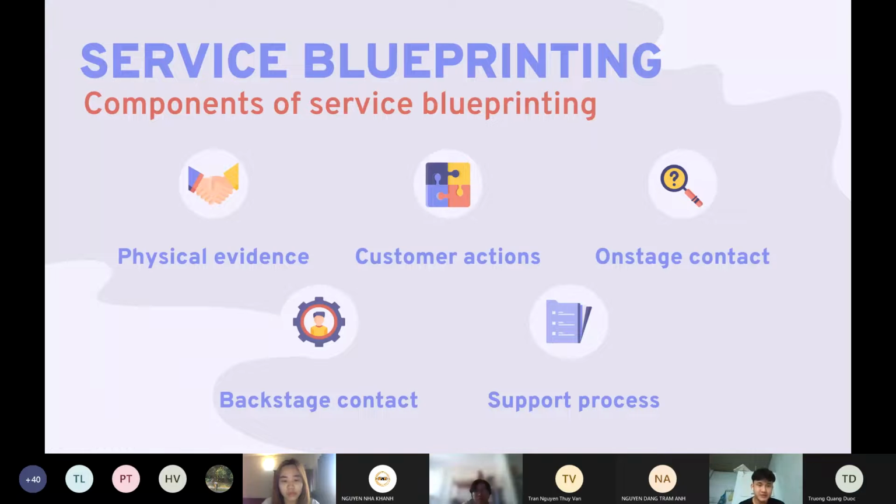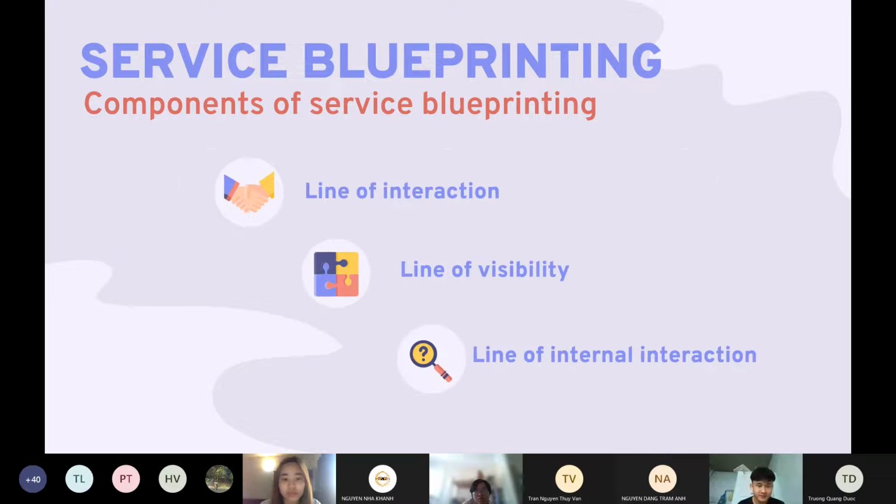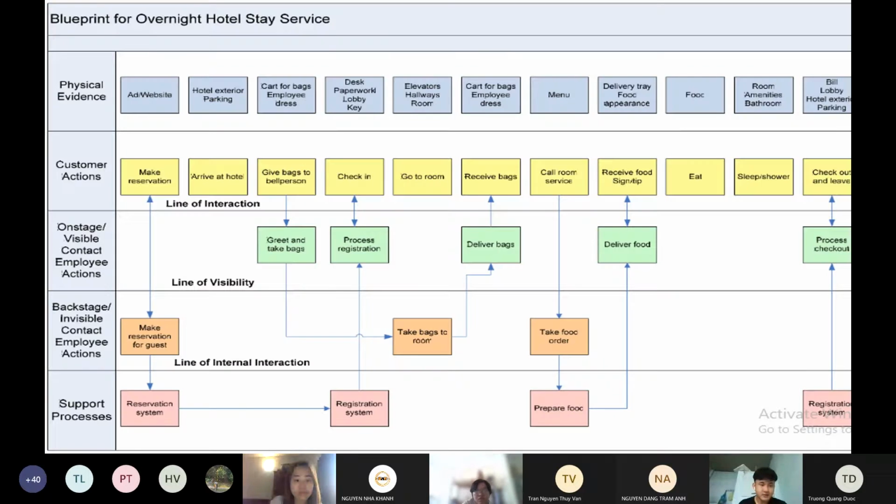And these are the components of the service blueprinting. The first is the physical evidence, customer actions, on-stage contact, backstage contact, and the last is the support process. Next slide, please. You can see in the figure also the potential fail points, and it shows how poka-yoke techniques can be added to improve quality.